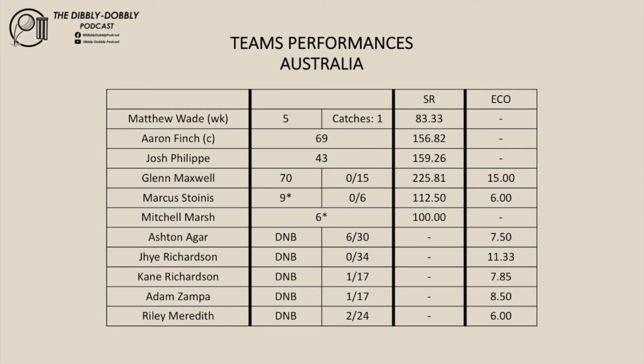Agar took 6 wickets. Meredith took 2 wickets on debut. A wicket each for Kane Richardson and Adam Zampa. No wickets to Jhye Richardson, Stoinis or Maxwell. So that's how Australia performed as a team in this 3rd T20 International.